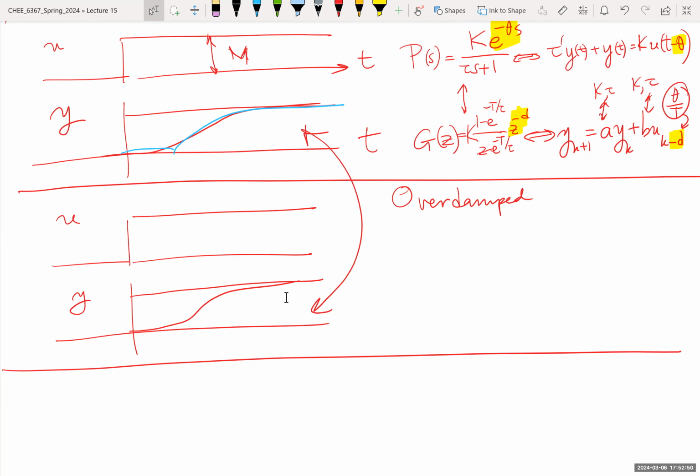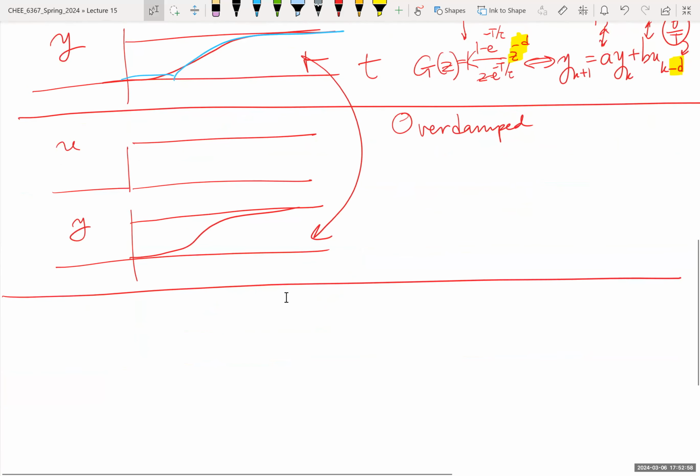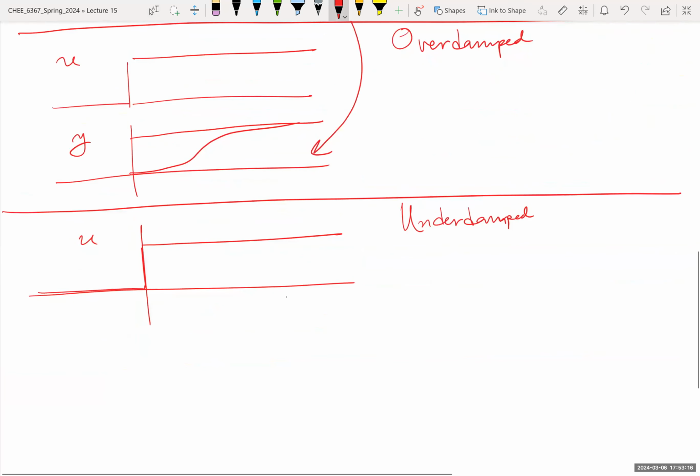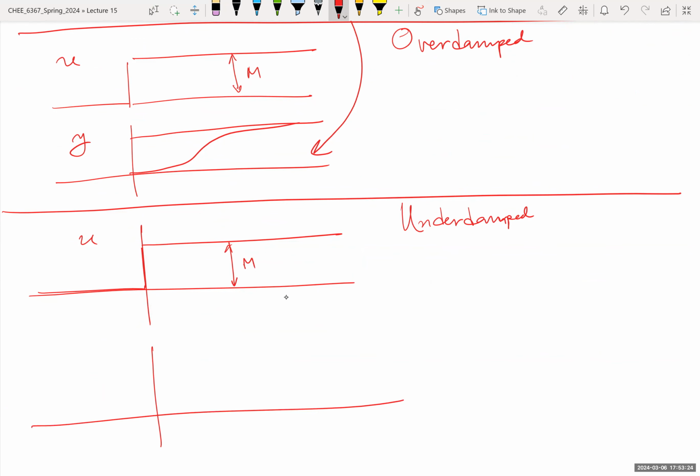In the notes also, I'm saying a few things about how to perhaps approximate second order models for underdamped processes. These are processes where you may make a step change in the input, so it's of size m in the manipulated input. And the process now has a response which is something like this.